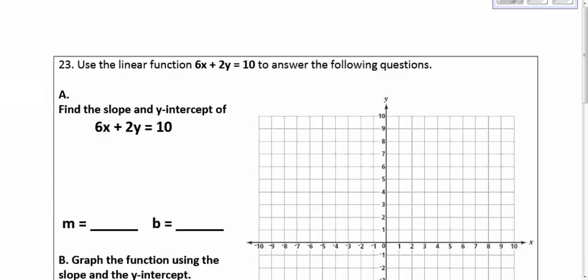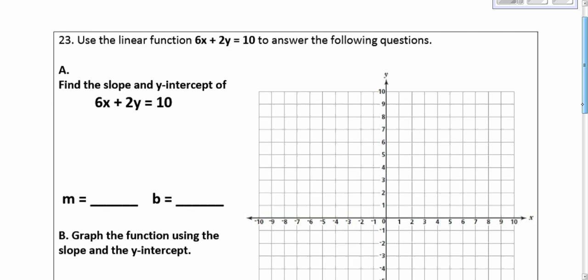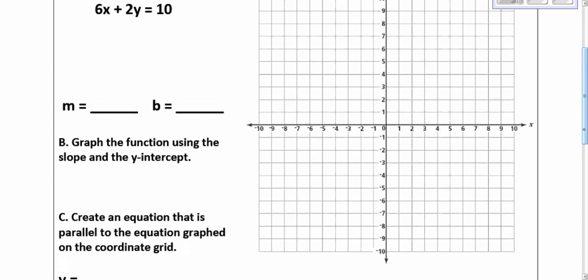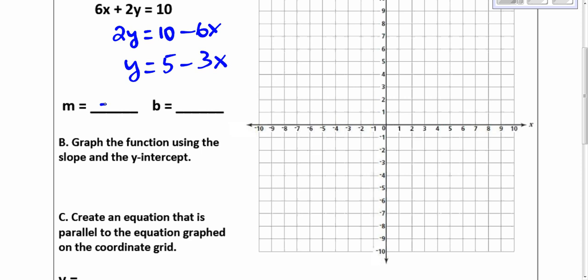All right, so next one, 23. So first you need to find the slope and the y-intercept by rearranging the equation. So I'm going to subtract 6x from both sides. You're going to show all the work, I'm not going to show it here just to save space and time. So 10 minus 6x, and divide everything by 2. Y equals 5 minus 3x, and the slope is negative 3. The y-intercept is 5.